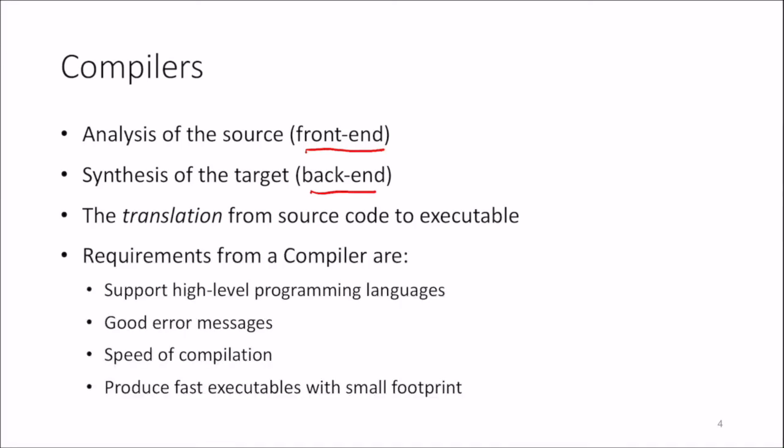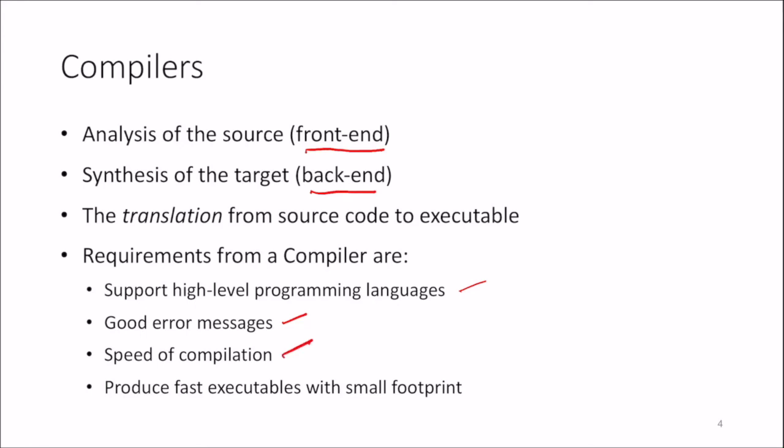Requirements for a compiler are quite simple. You need to support high-level programming languages. So your compiler should not say, oh, it's too difficult for me to handle functions. It should have the ability to deal with the high-level programming constructs that we're used to. It should have good error messages. It's quite frustrating doing programming, and a good compiler should tell you where the errors in your program lie, so that you can fix them.